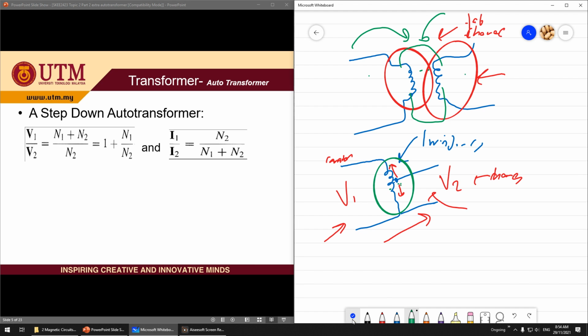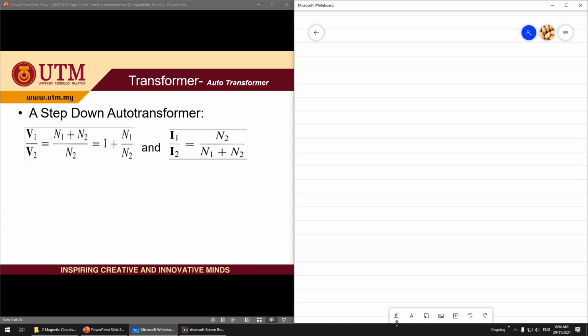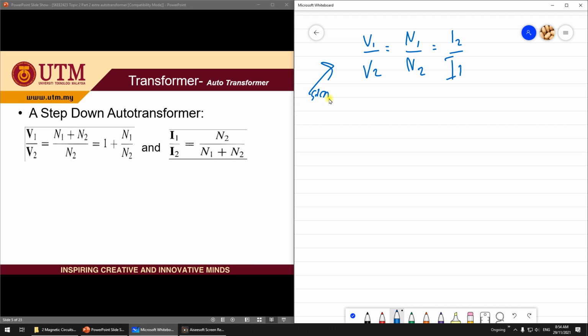Okay, now we move on to the calculation. It's only a little bit of calculation, no need to worry. So if you recall, for a normal transformer, V1 divided by V2 equals N1 divided by N2 equals I2 divided by I1. So this is a standard transformer. So how about the auto transformer?